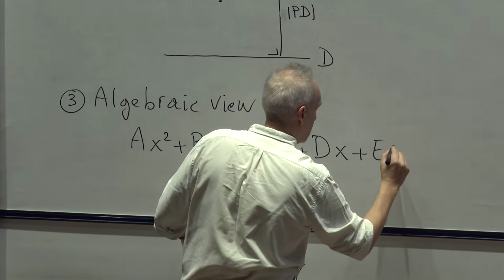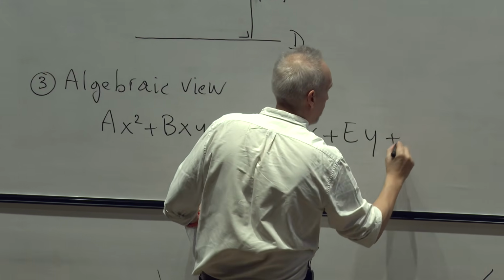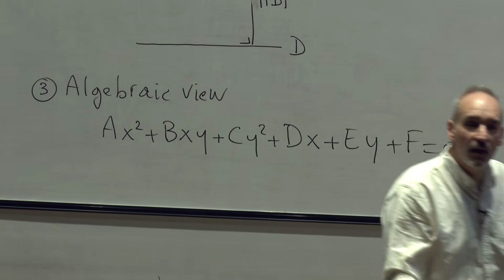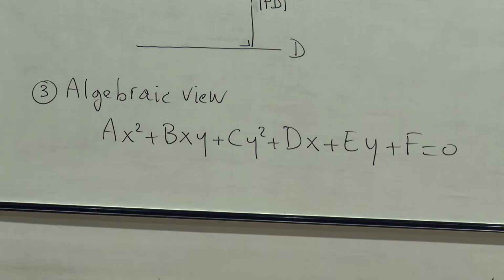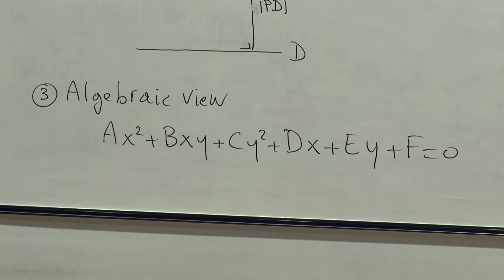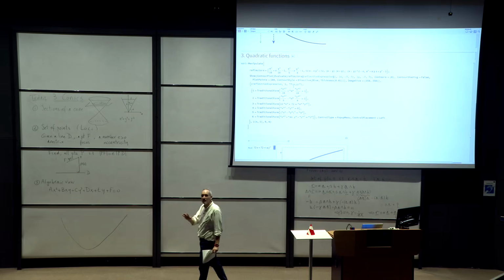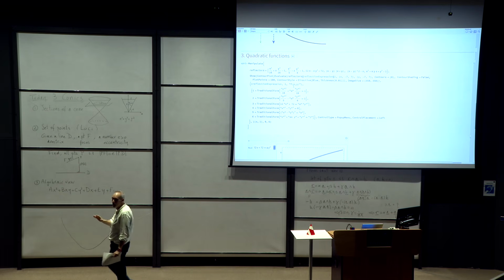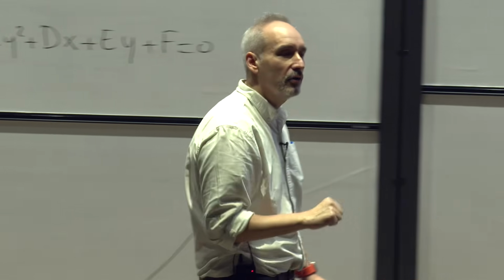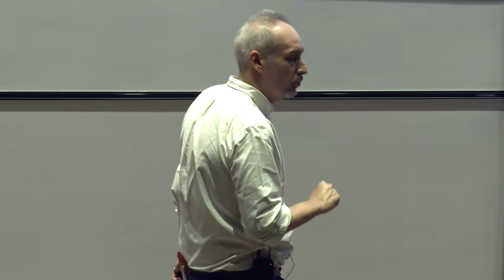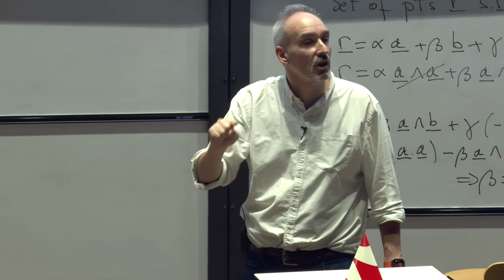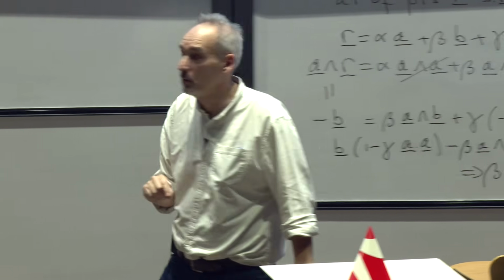Plus Ey plus f equals 0. And then it starts making sense. Why? Because all we've done before essentially has been to describe the sets that are linear, polynomials of degree 1. We look at intersections of sets in the plane and higher dimensions of polynomials of degree 1, linear functions. And here is the first generalization to nonlinear functions.